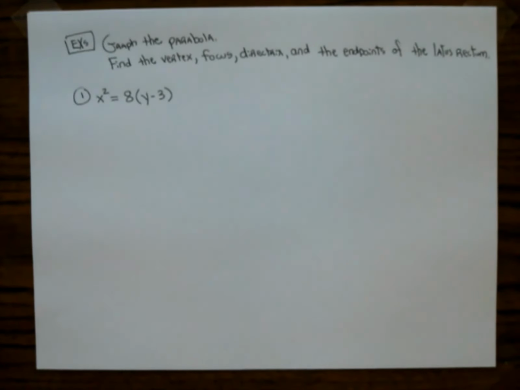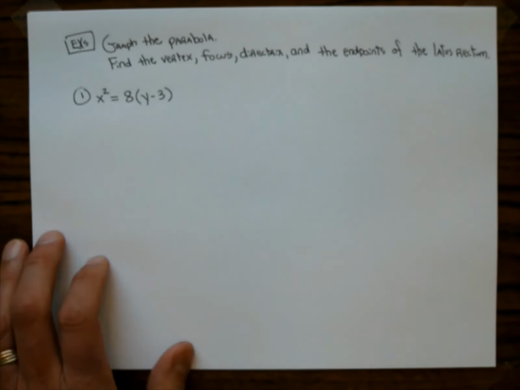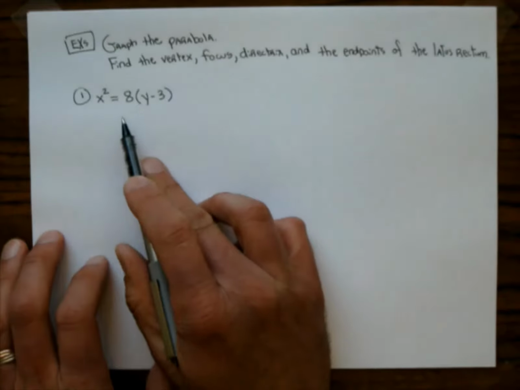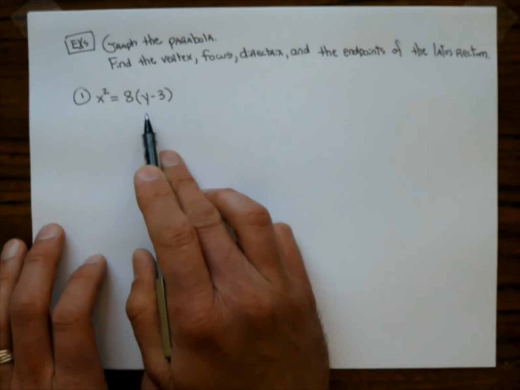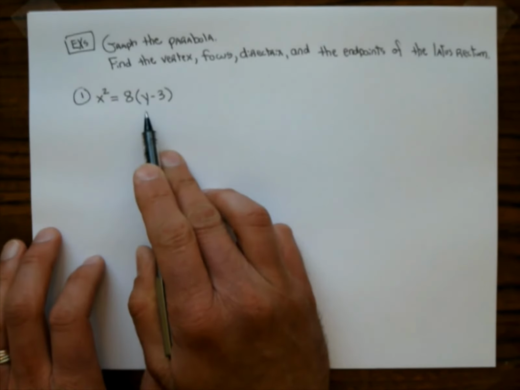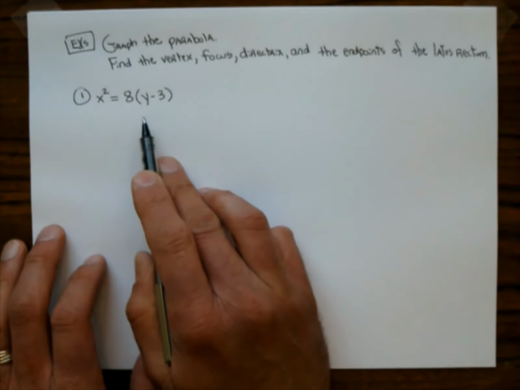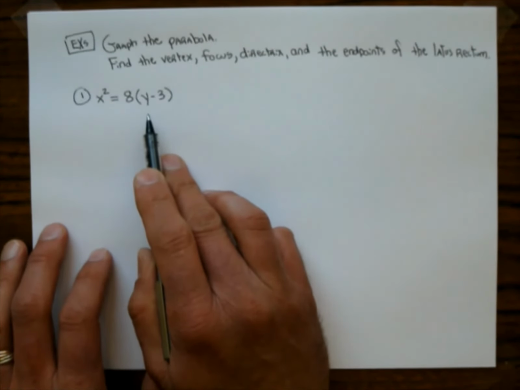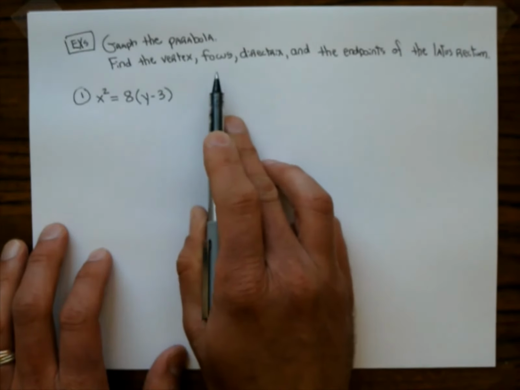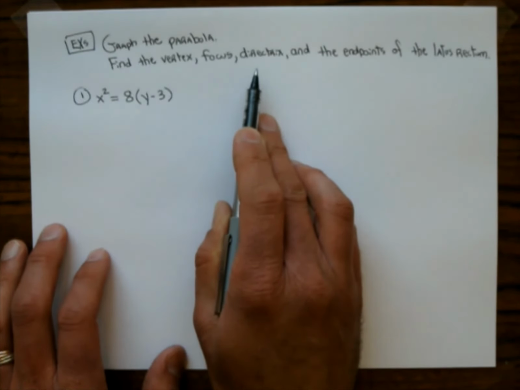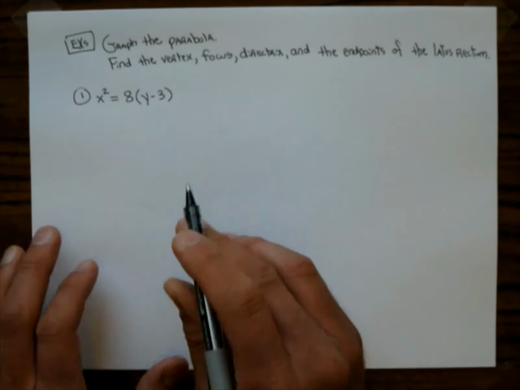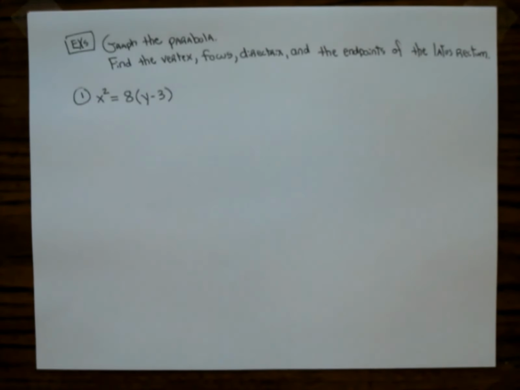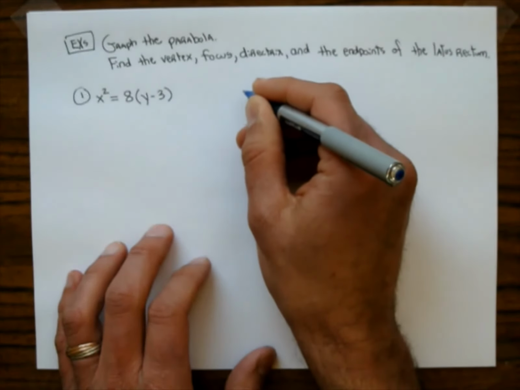x squared equals 8 times (y minus 3). And I know we have not really been seeing our parabolas like this. A lot of you want to solve for y. If you do that, you're going to lose some aspects of the focus and the directrix. So let's go ahead and see the formula that this falls into. It falls into this formula.